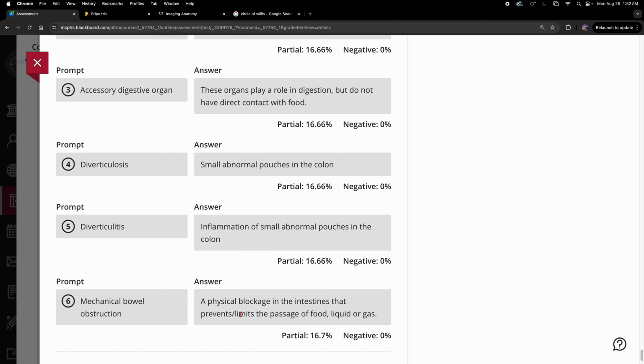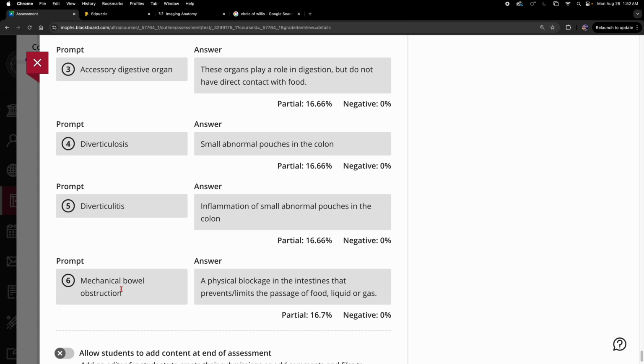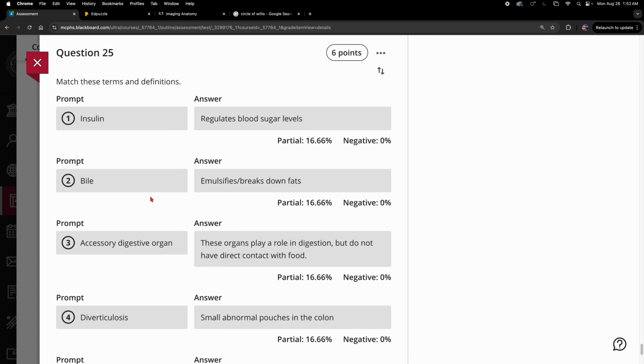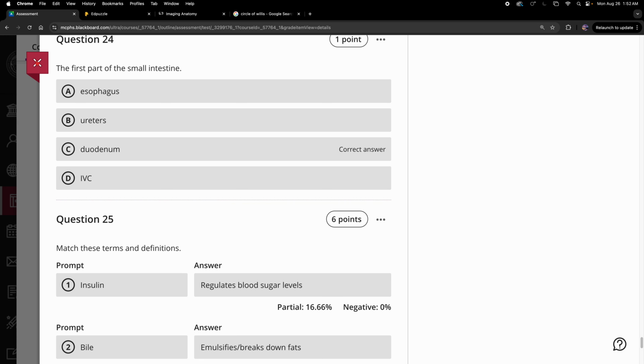Mechanical bowel obstruction is a physical blockage of the intestines. Otherwise, we can have something where the nerves are impacted or the blood vessels are impacted. This is a mechanical obstruction, something's physically blocking it. And this is the end of what I think is a reasonable quiz.